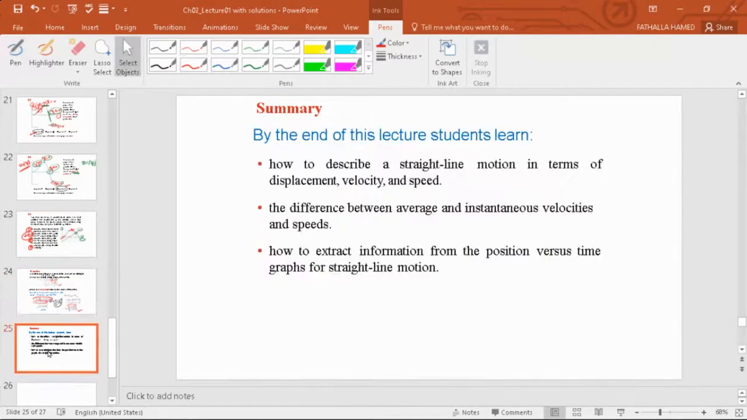So today we only introduced the motion in terms of position, displacement, velocity, and speed. We looked at the difference between average and instantaneous velocities and speeds, and how we can get information from an XT graph. Is this clear? Any questions? Good.